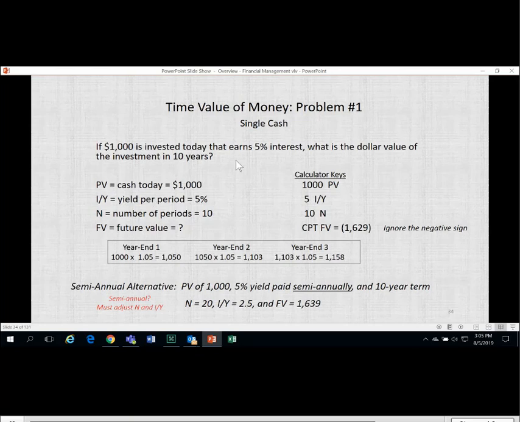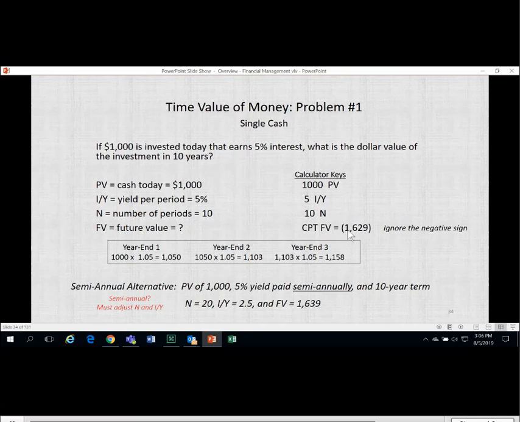Next, it says we're going to earn 5% interest. Okay, so that's the yield per period that we're earning. So that's 5. 5 is IY. So note though, we're entering 5 as a number. We do not put 5%. We do not put 0.05. It's just 5 and then IY. Next, the number of periods, well, 10 years. So the number of periods is 10. So 10 is N. And we want to know what is the dollar value of the investment in 10 years. So what is that single lump of cash balance out there 10 years from now? Well, that's future value. So we want to hit the compute key, FV.